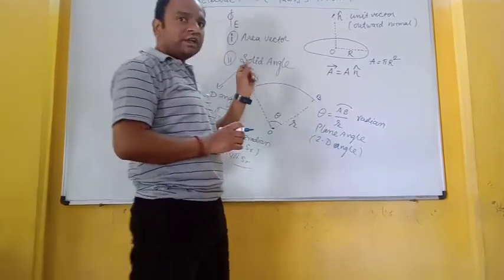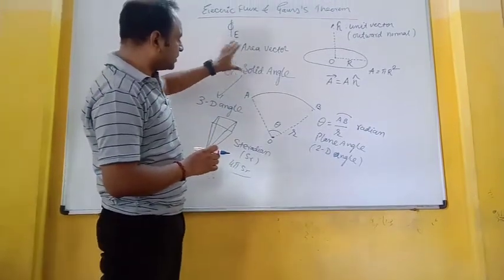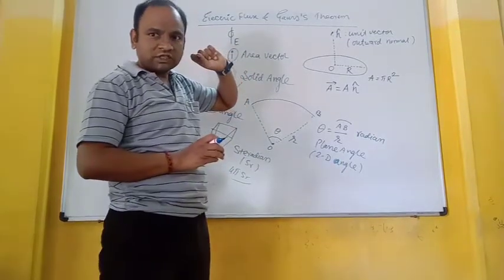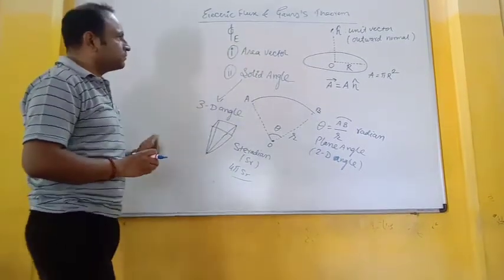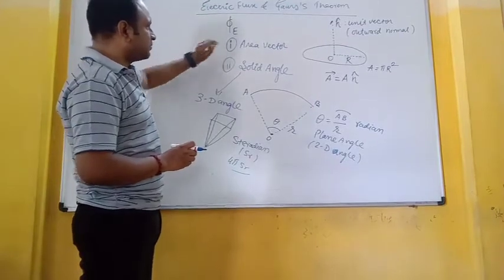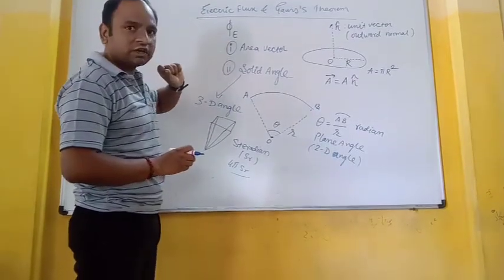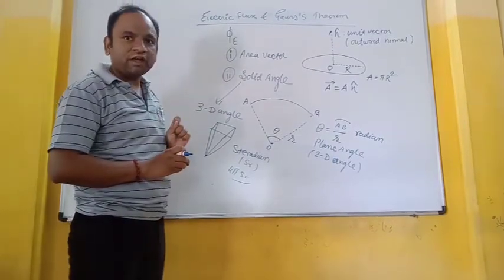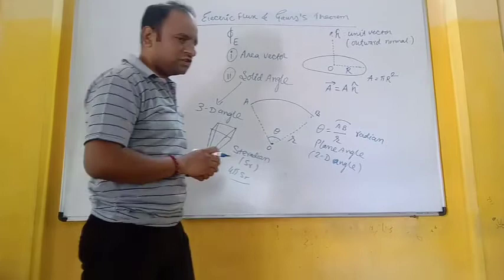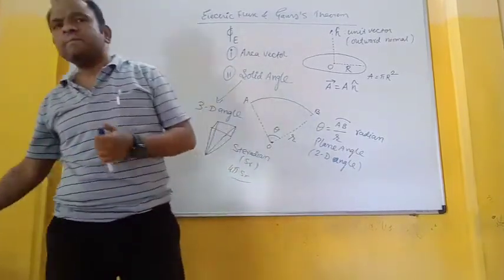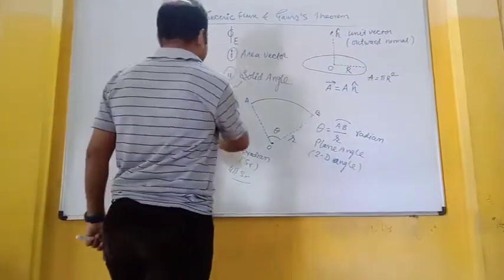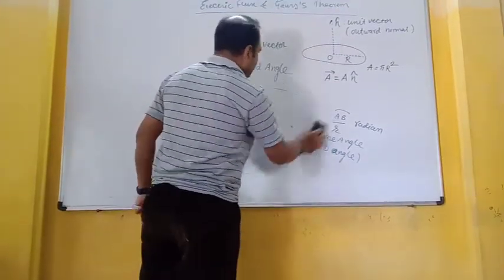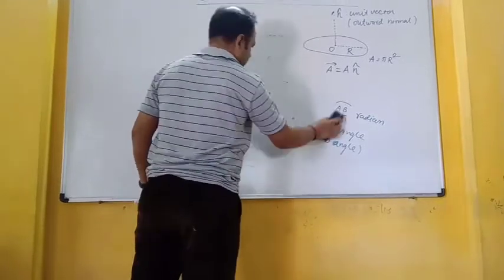So we will need to use this solid angle when we discuss Gauss's law, or Gauss's theorem, right? So these were the two important definitions. One is the area vector, the second is the solid angle. Let us now come to the concept of electric flux. So this electric flux is basically a measure of the number of electric field lines which are passing through a surface.